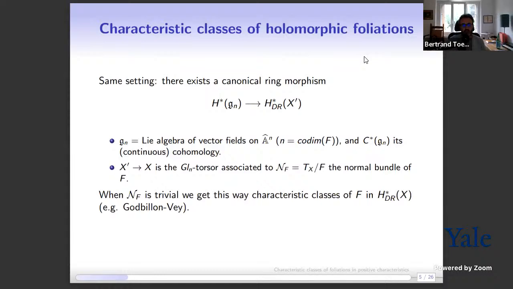And so the left-hand side has been computed by Gelfand and Fuchs. There are well-known computations of the left-hand side. And so by this map, you get a bunch of characteristic classes. So the Godbillon-Vey class is the very first example of such a class that appears as the image of a canonical class on the left-hand side. So this is the second statement I would like to generalize to the case of positive characteristic. So to construct such a map of rings from something that is a Lie algebra of something that looks like vector fields on the formal A^N to crystalline cohomology of X.